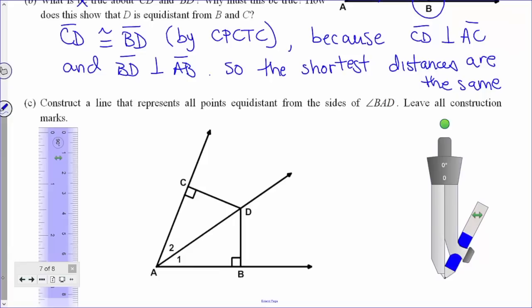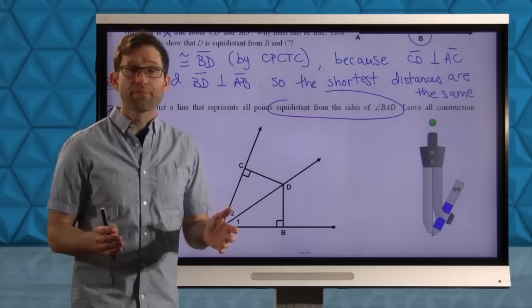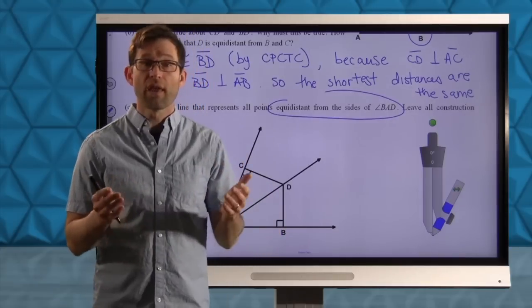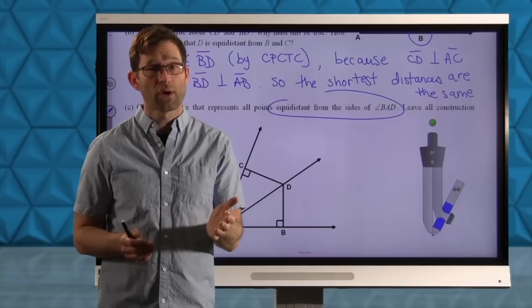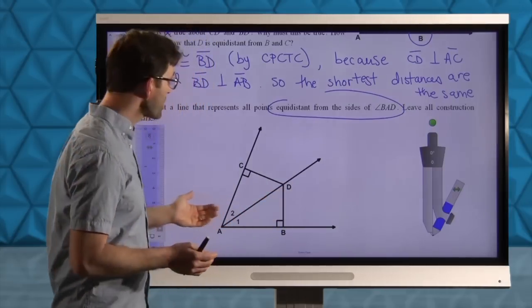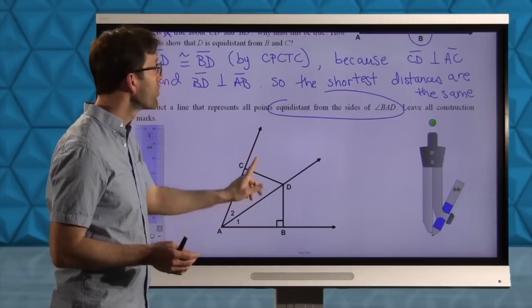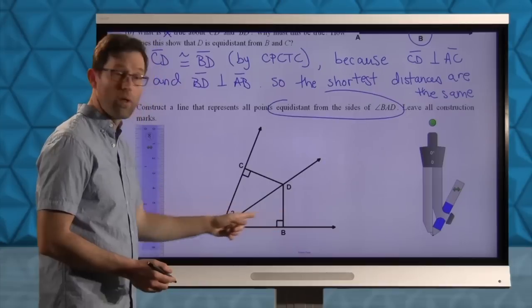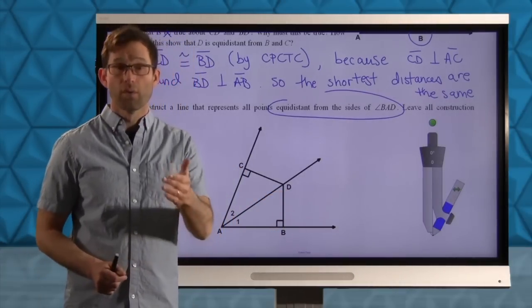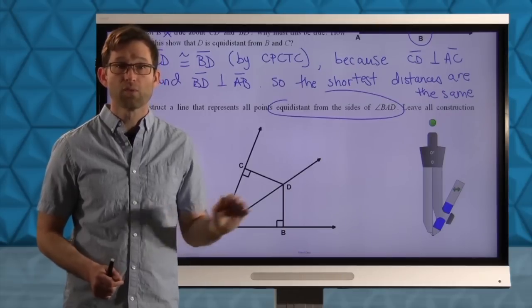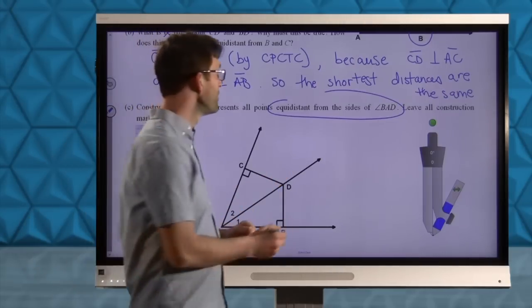So to finish this off, letter C: construct a line that represents all points equidistant from the sides of angle BAD, not BAC, but BAD. In other words, they could ask you to construct the angle bisector, but they could also ask you the same construction like this. If they want us to construct all the points that are equidistant from the sides of angle BAD, then we have to do the angle bisector of BAD. So why don't you go ahead and do that? I'll give you a few minutes while I write something up on the board, and then I'll go through it.